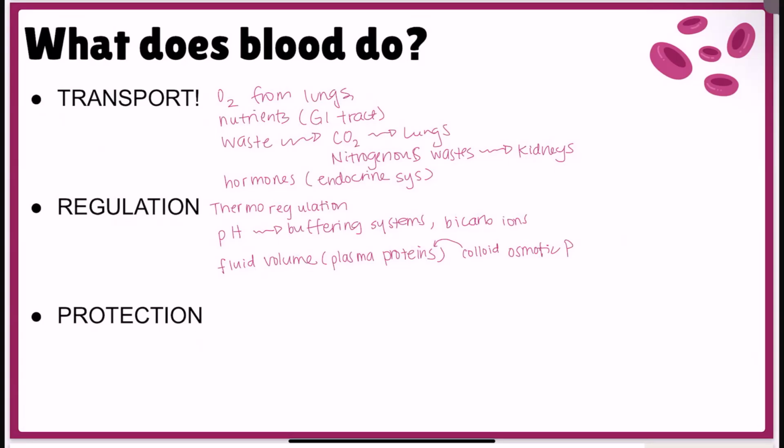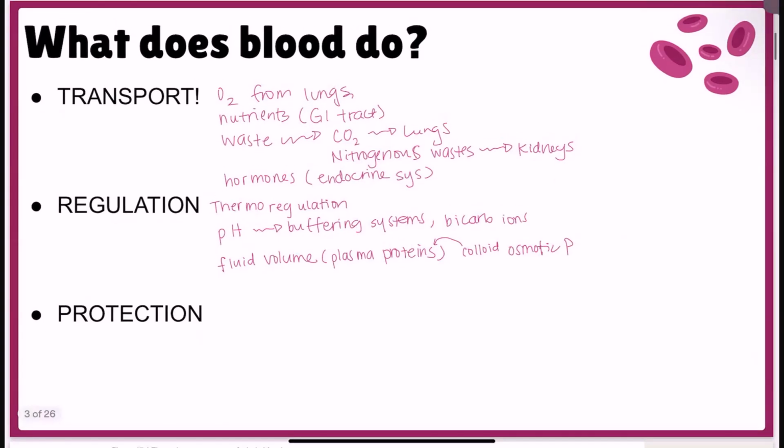Okay, so the last thing that blood does is protection. And with protection, there's two major things that we do. One of the things that we do for protection is preventing blood loss. We want to make sure that we're not losing too much blood at one time, and that's when blood clotting comes in.